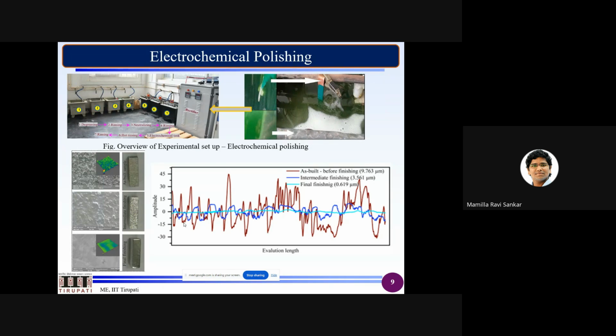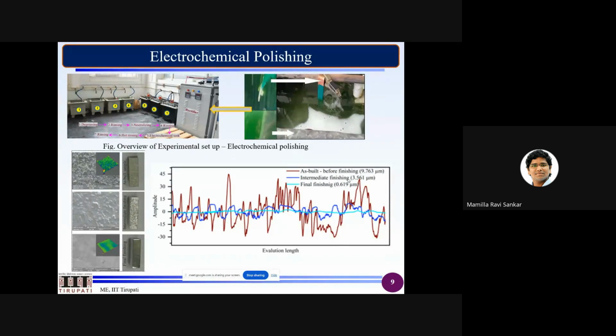This is how anodic dissolution takes place, so that the roughness will reduce. You can see here the initial as-built surface using laser powder bed fusion, then intermediate and fine finishing. It not only gives the finishing but also gives very good shine. You can see the surface roughness goes from 9.73 microns to a final finish of 0.62 microns.